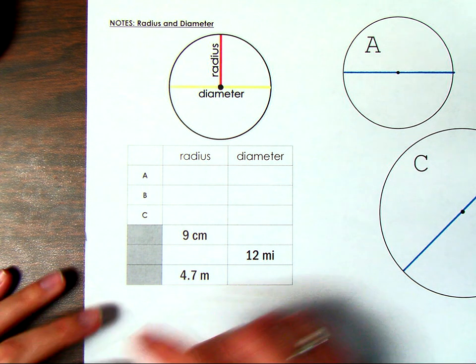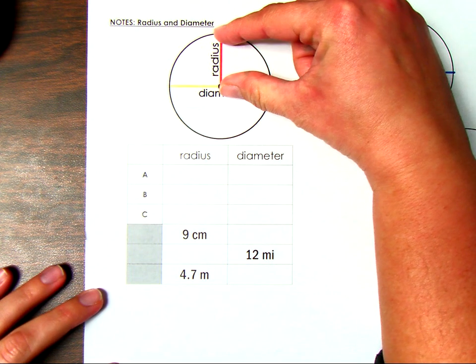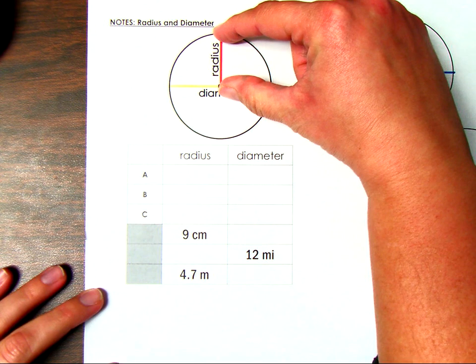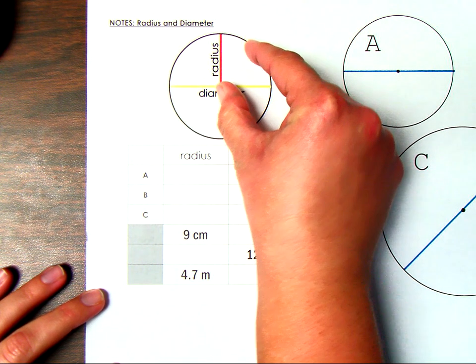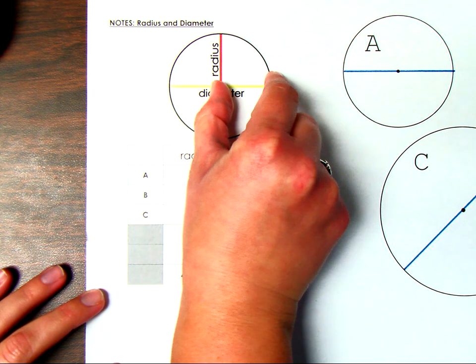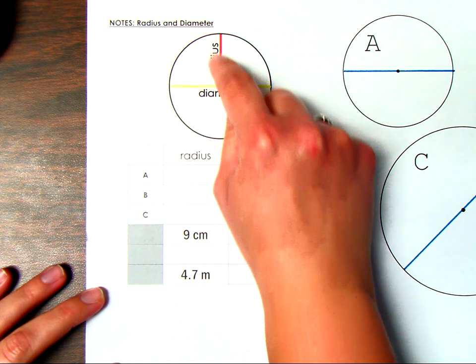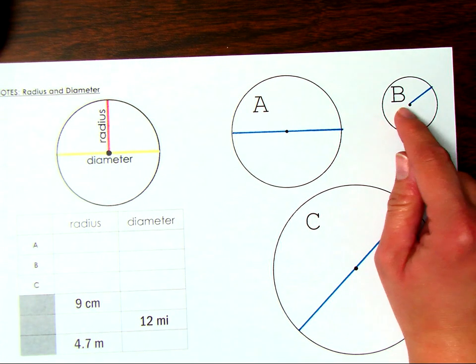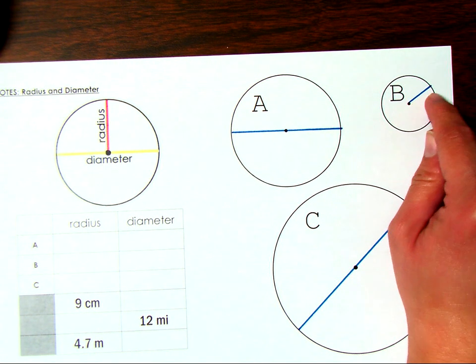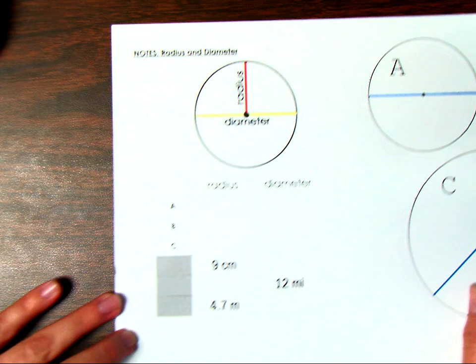So remember, by definition, the radius is from the center to the edge of a circle. So right here is the radius, but even right here and right here, we could rotate this around. It doesn't necessarily have to be a straight up and down line. So for example, in this circle over here, circle B, from the center to the edge is also the radius.